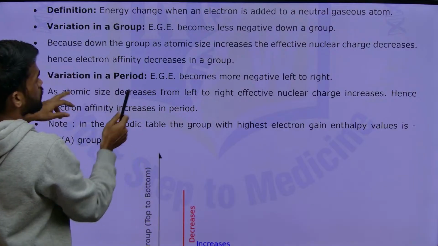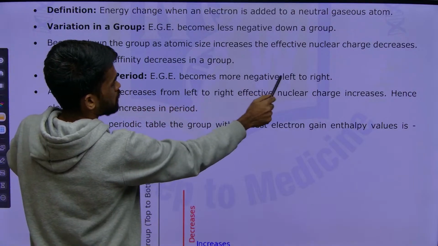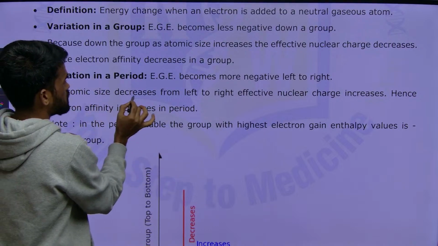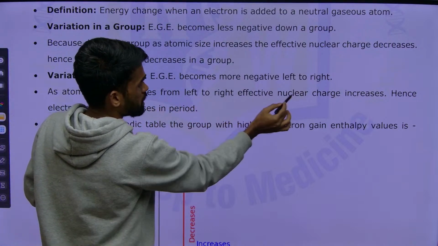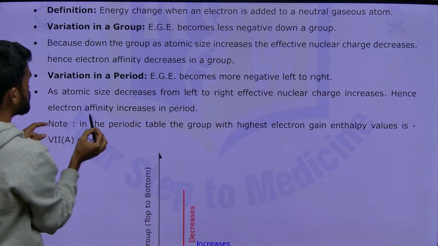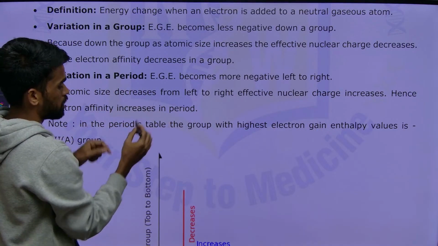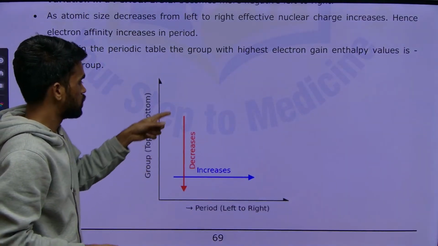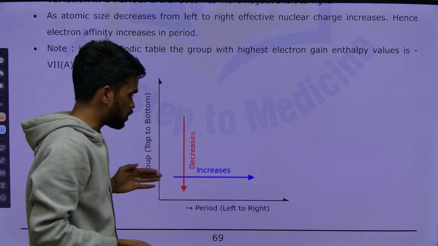So electron gain enthalpy becomes more negative from left to right. It means more tendency to gain the electron. As atomic size decreases from left to right, effective nuclear charge increases, hence electron affinity increases in a period. Simply, you can remember through this graph: down the group it decreases, across the period it increases.